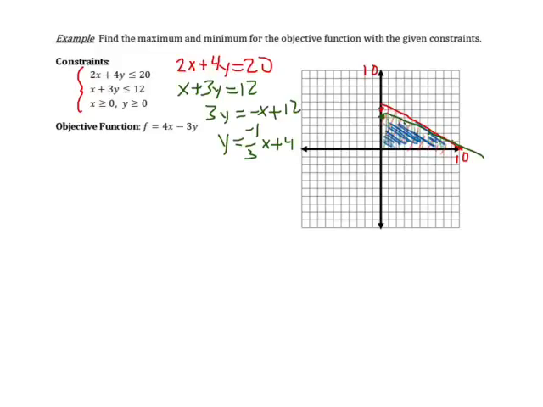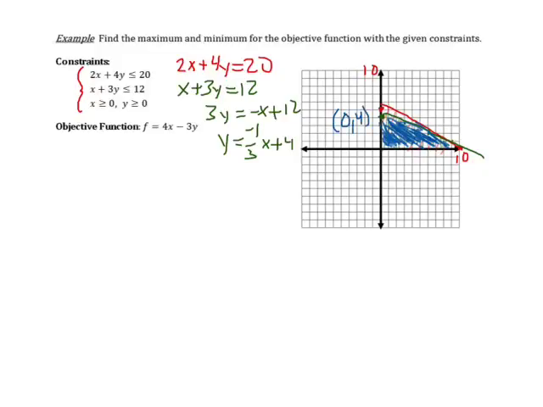All right, and the key is we need to find the vertices. So this is called our feasible region that we're shading in here. We need to find the vertices of that region. Well, we have this point right here, and that point is (0, 4). Okay, so we have (0, 4).